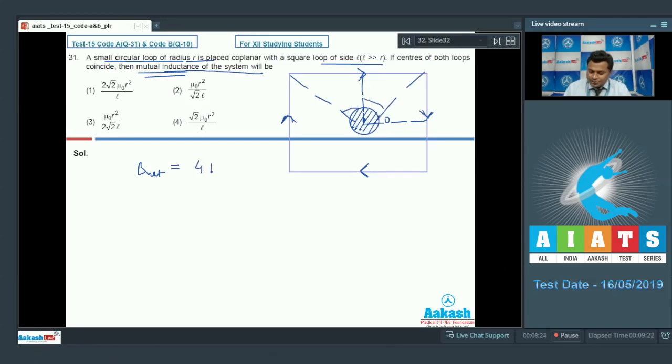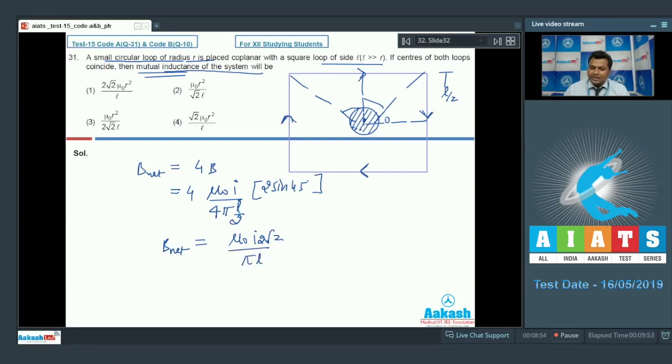45. So 4 into B, that is 4 into the magnetic field due to one wire, mu naught I upon 4 pi. Separation will be L by 2. So L by 2 within bracket sin theta 1 plus sin theta 2, sin 45 plus sin 45, 2 sin 45 degree. Solving it, B net we will get mu naught I 2 root 2 upon pi times L.